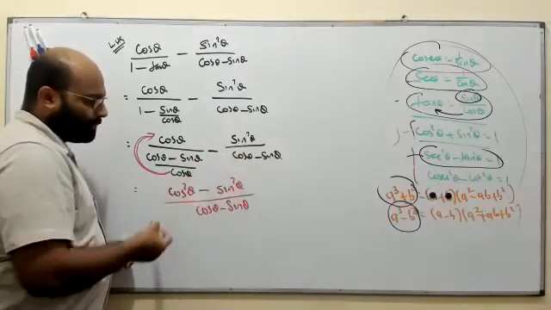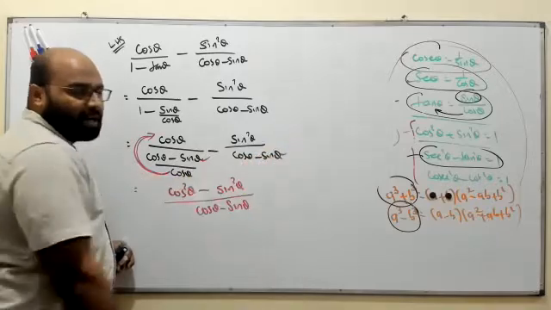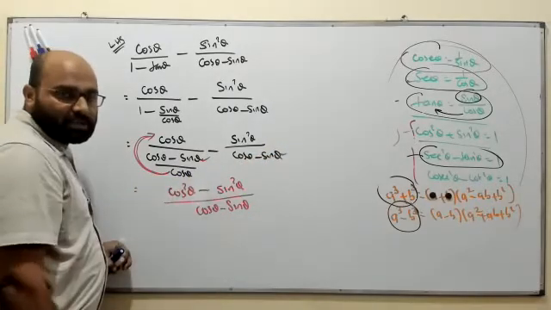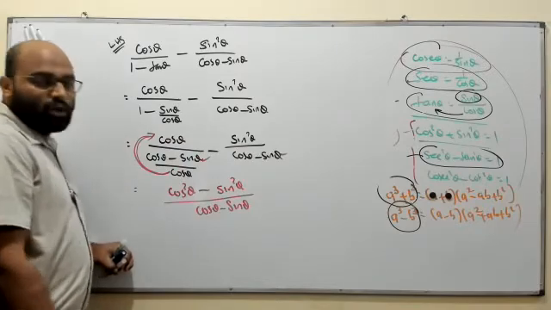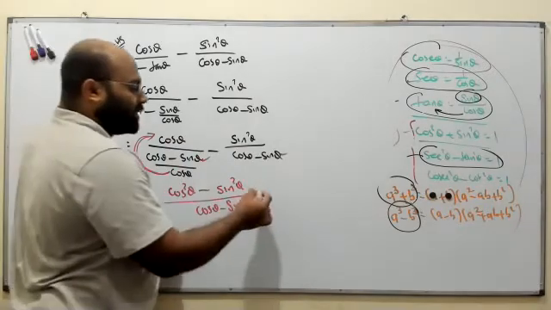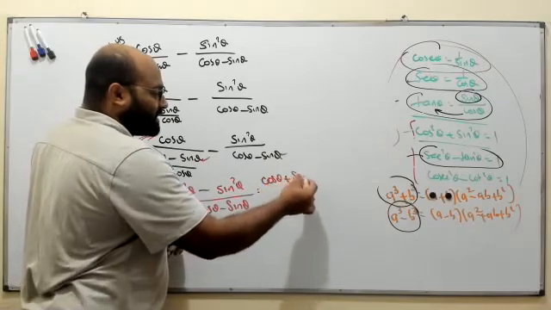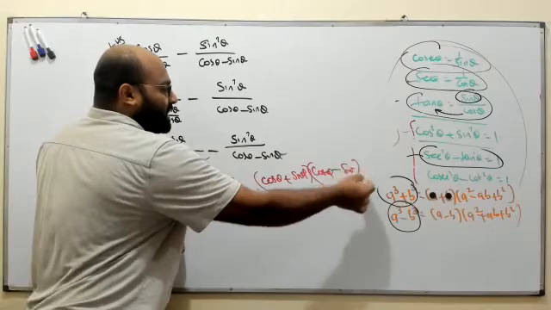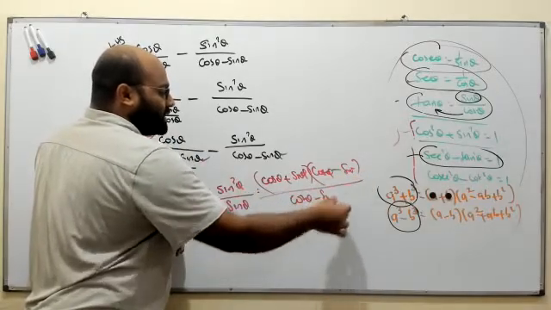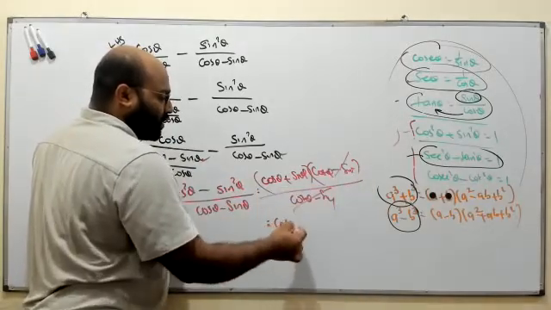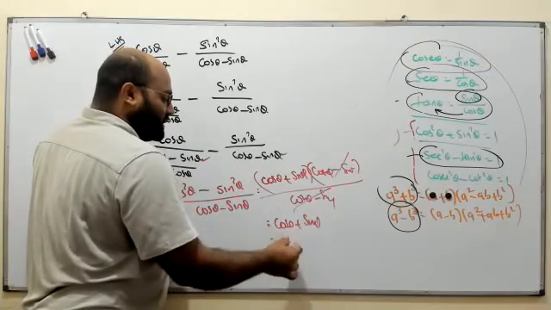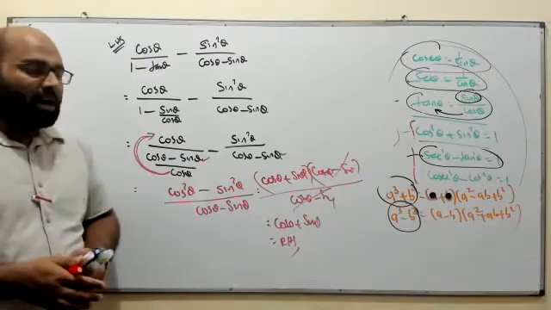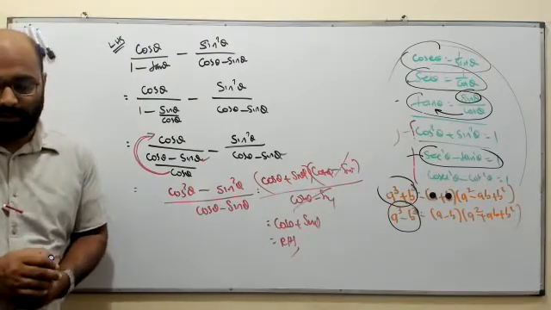So the denominators are the same. If the denominators are same, what can we do with the numerator? The numerator is a square minus b square. What is a square minus b square? a plus b into a minus b. So the numerator will become cos theta plus sine theta into cos theta minus sine theta, divided by cos theta minus sine theta. So this cancels. So cos theta plus sine theta. See, we easily got the answer. It's that easy. But try to understand converting in terms of sine and cos, and when we are moving forward, you will get it quickly.